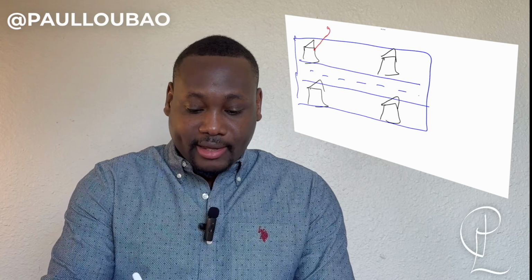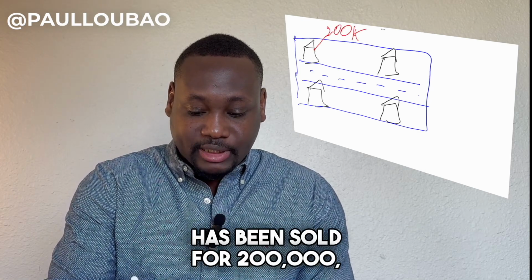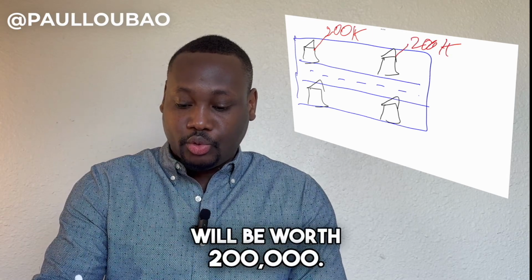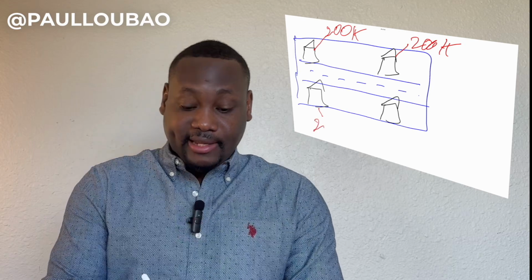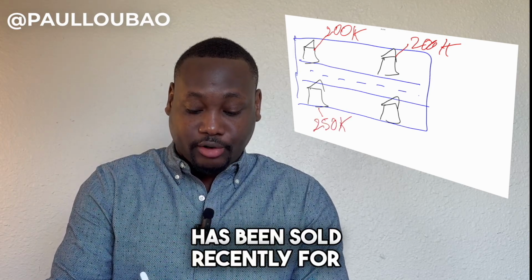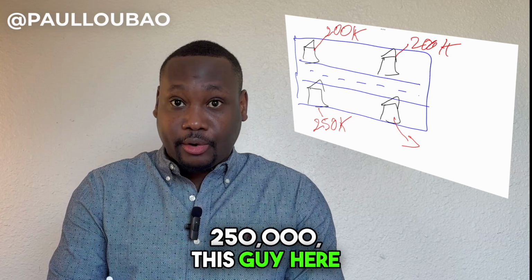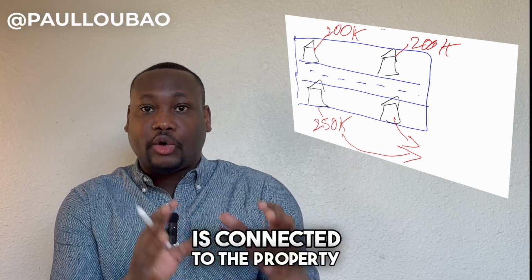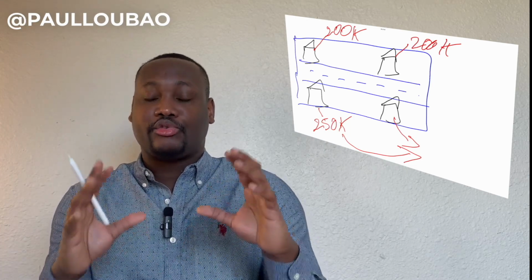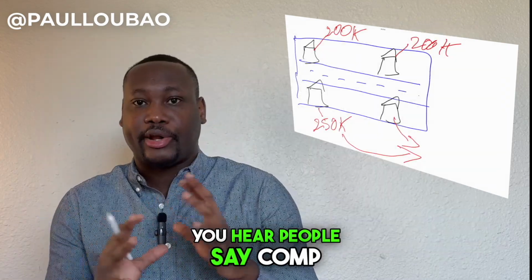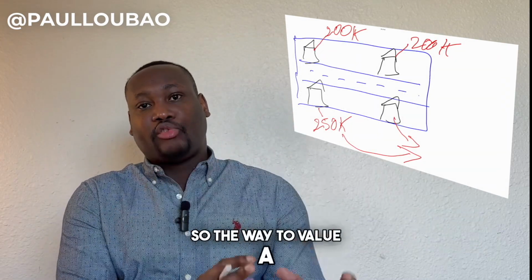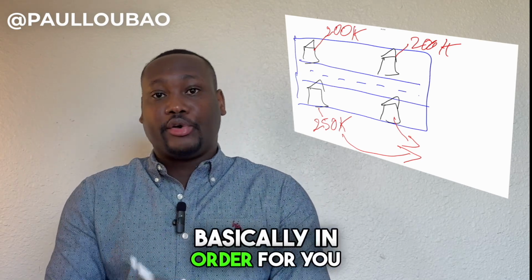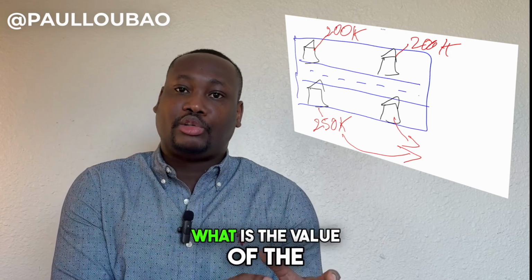Right. If this house has been sold for 200,000, this house will be worth 200,000. If this house has been sold recently for 250K, this guy here, we believe that he can also get 250K, right? So the value of the house is connected to the property next door, right? What we call that is a comparable. You hear people say comp, the comp is the comparable. So the way to value a house is to use a comparable in the same neighborhood, basically, in order for you guys to understand what is the value of the house.